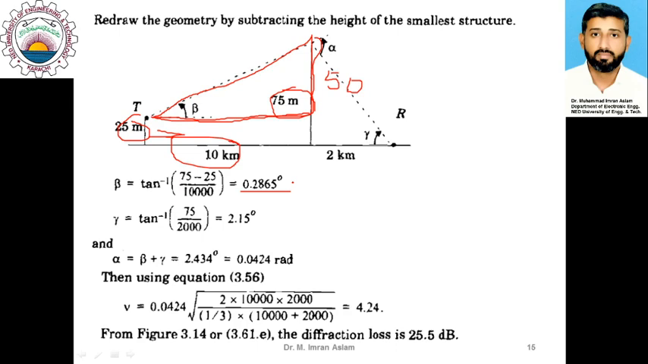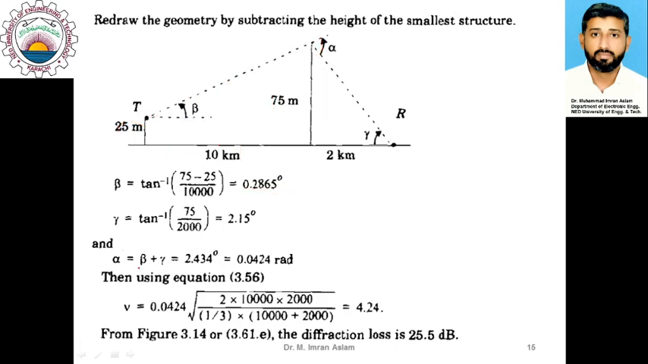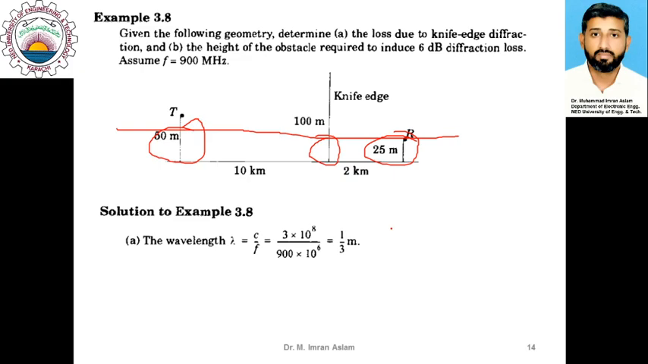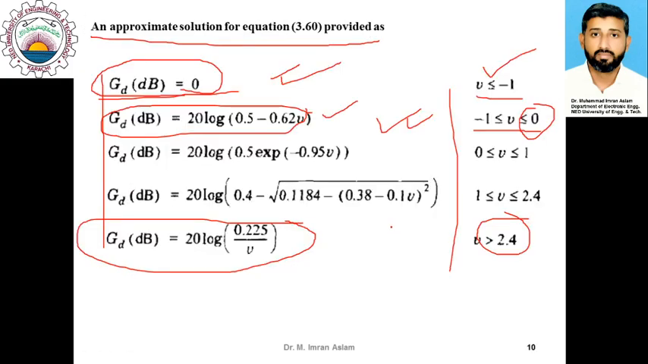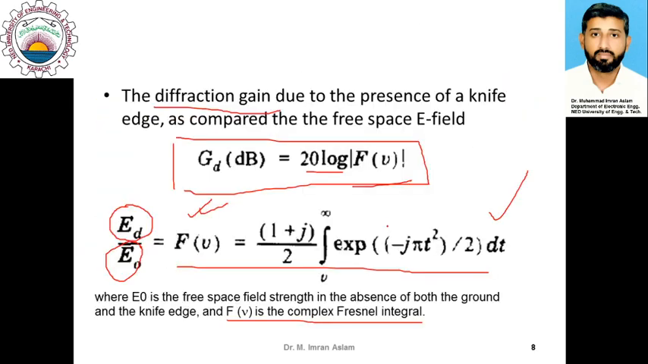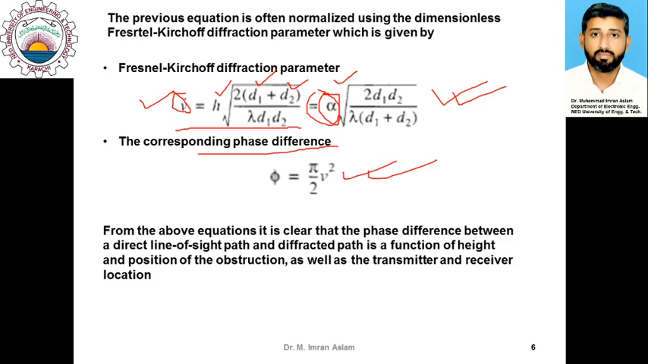From these values of beta and gamma, we can estimate the value of alpha, which is given as the sum of beta and gamma. If we add these two, you would see that it's approximately 2.4, which comes out to be 0.042 radians. So alpha is 0.042 radians, and if we substitute the value of alpha in the relationship for nu, the diffraction parameter, which is shown here, nu is defined as alpha into the square root of 2 d1 d2 upon lambda times (d1 plus d2).